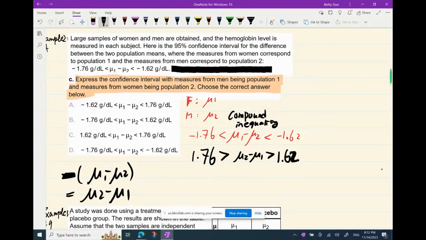So that's how you transform the inequality. This inequality becomes 1.62 is less than mu2 minus mu1 is less than 1.676. So we should choose this one. It's about algebra. Do you think you can understand that?